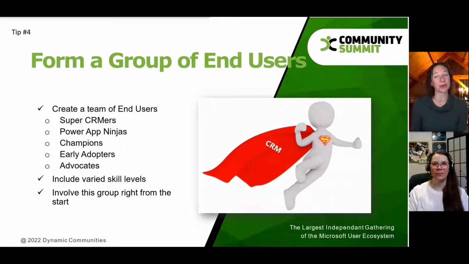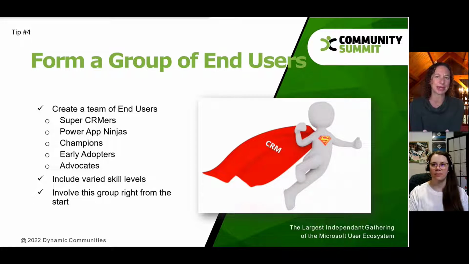So first, form a group of end users in your organization. This can be any term that makes sense with your organization culture. We've had super CRMers, Power App Ninjas, champions, early adopters, advocates. What's really important with this group of end users is that you choose individuals with varied skill levels, not just all the tech superstars. We want some of those people that are harder to convert.